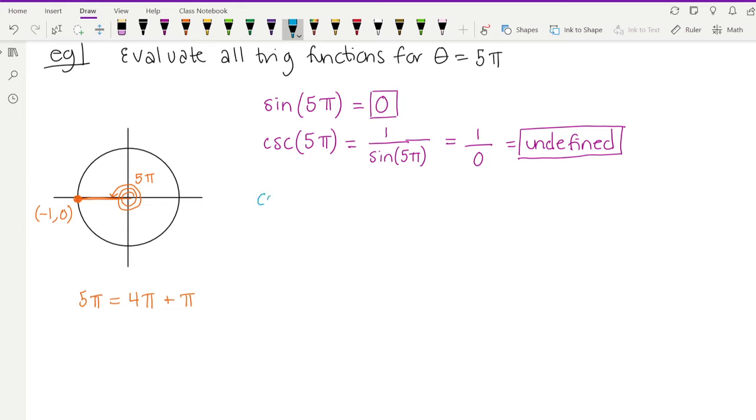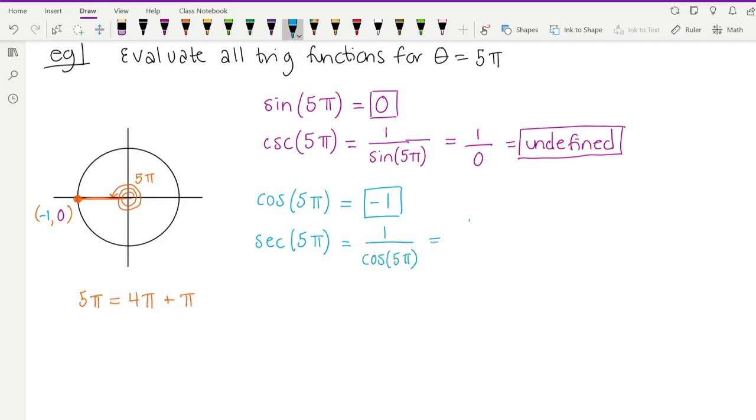So what is cosine of 5 pi? Well, now we're looking for the x-coordinate of that terminal point. And actually, I forgot. Let me just do my little color coding here. I like to do that. So -1 was the x-coordinate, and 0 was the y-coordinate. Okay, so what is cosine? That is going to be the x-coordinate of the terminal point, which is -1. And then secant of 5 pi, well, that's going to be the reciprocal of cosine.